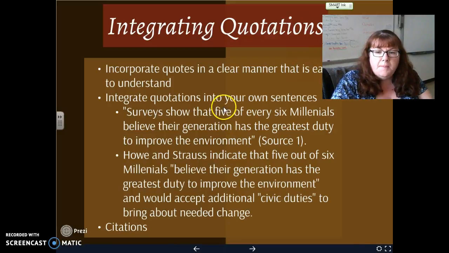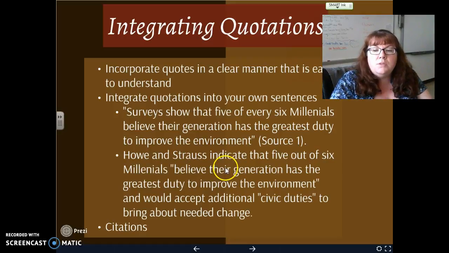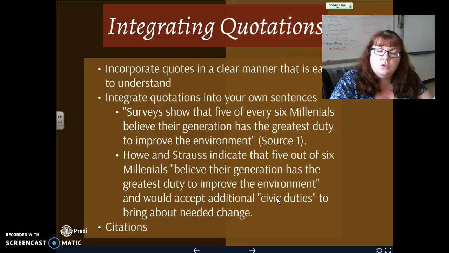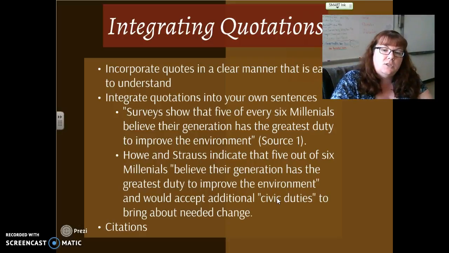So here, this idea of a survey shows that 5 out of 6 millennials. Okay, here, giving the author's name, indicate instead of shows, indicate is a much stronger word. It's okay to not have the 5 out of 6 millennials in the quote because it's common knowledge with the survey. But what's more important is the words that the author uses, okay? So those words here. And then civic duties comes from the next line within the document itself. So if you go back and look at document 1, it actually has civic duties as part of it.